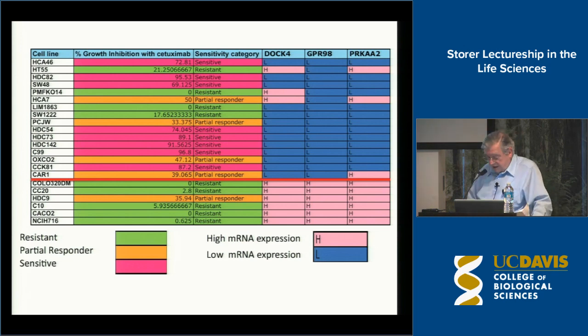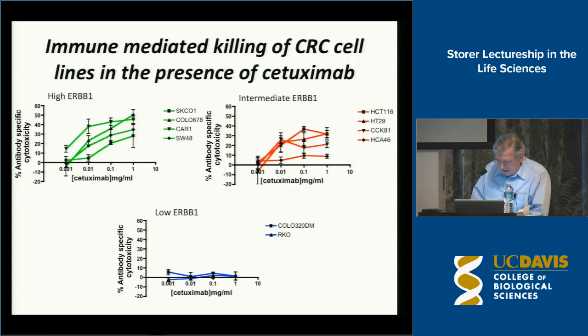Now, so far, I've been talking only about the direct effects of cetuximab. And I'm sure many of you are aware that an antibody response may depend on immune function, so that there are immune cells which will kill a target if there is an antibody attached to the target.